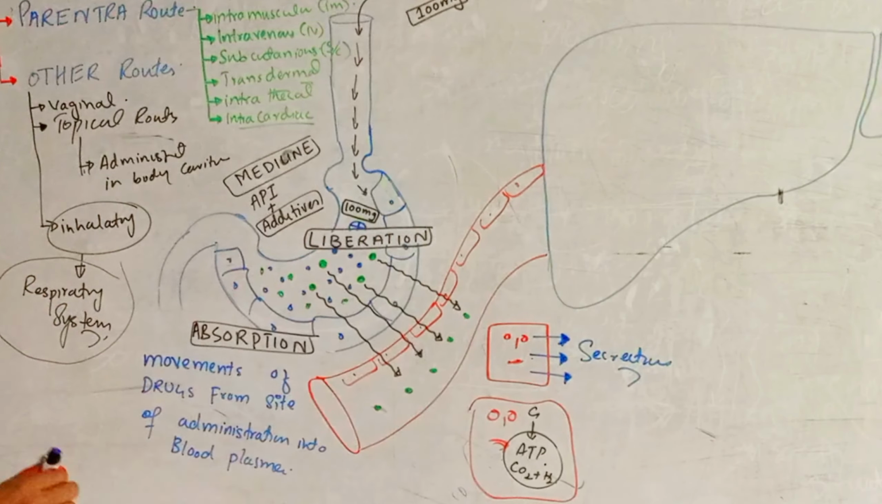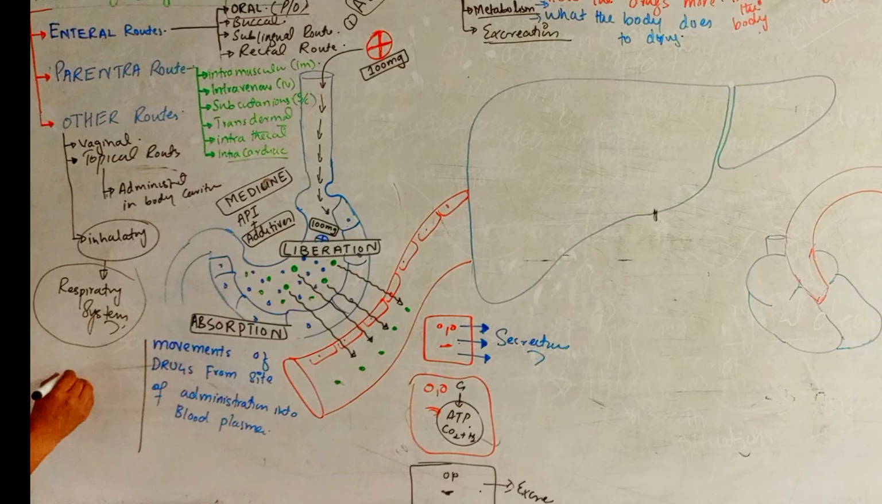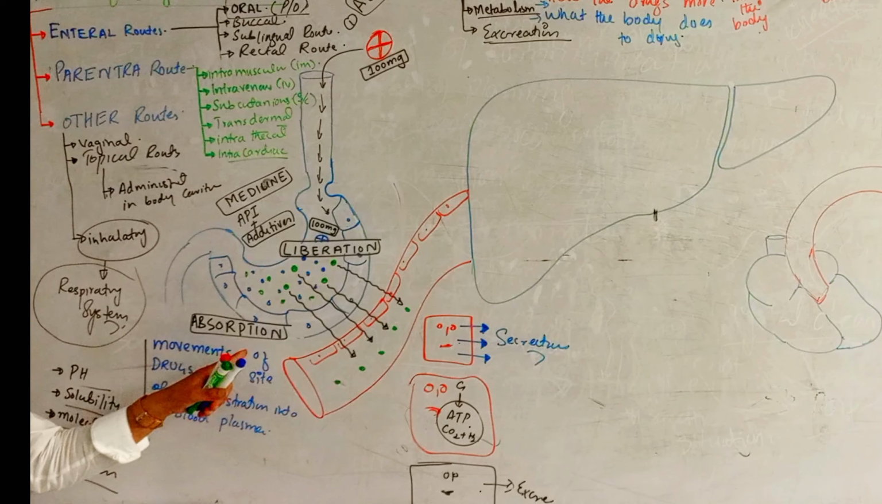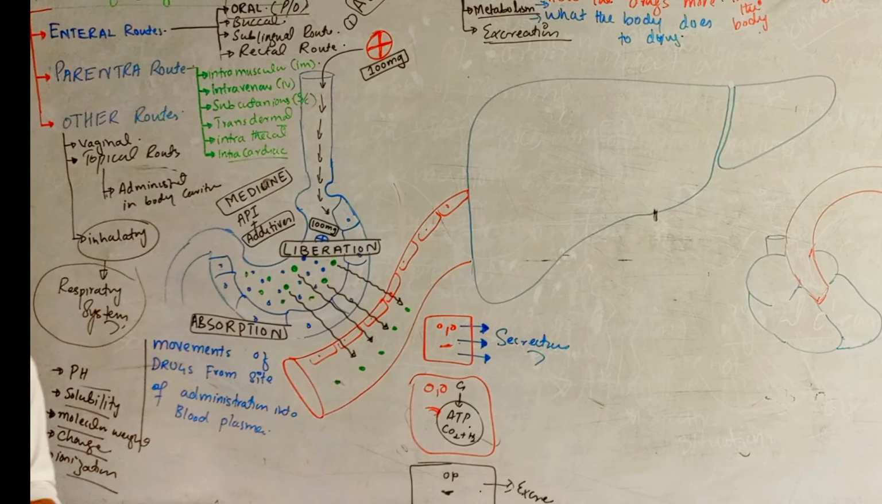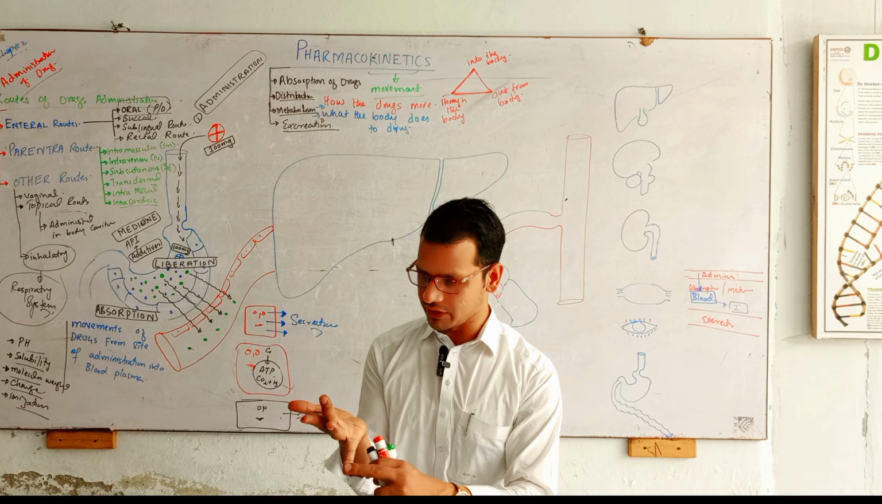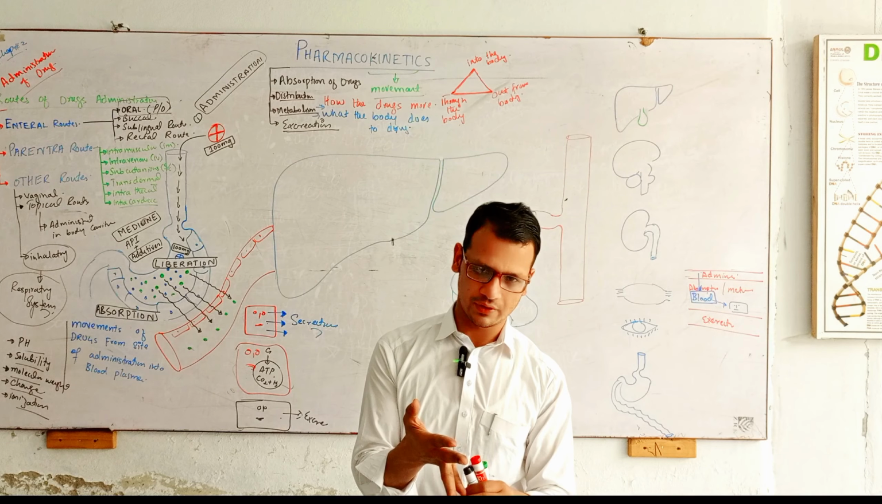But the factors which are responsible for affecting this absorption are pH, solubility, whether the drug is water soluble or lipid soluble. Next is molecular weight, charge, ionization. These are the factors which can affect the absorption of a drug, right? How does this absorption take place, or how does this movement occur? This occurs either by passive diffusion, passive transport, or active transport, right?